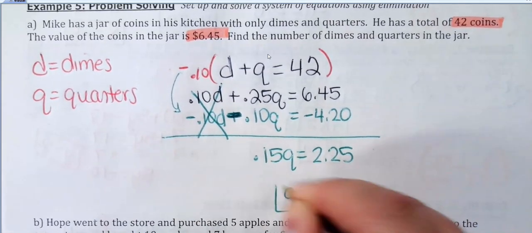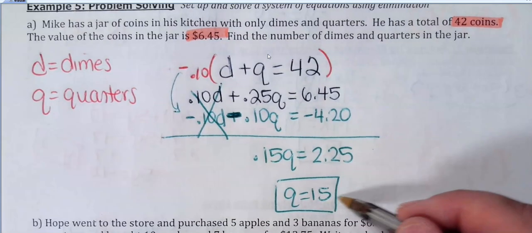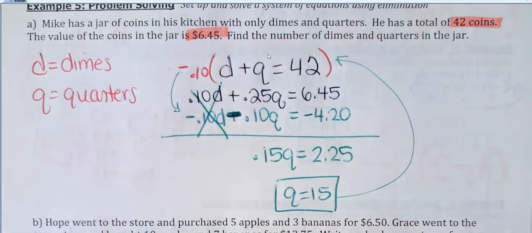Now, for this question, I would definitely tell you one equation is probably way easier than the other to plug this back in to figure out the number of dimes. I would plug it back into that original first equation we jotted down, where we know we have 42 coins. So if I just do 42 minus 15 of the quarters, we have to have 27 dimes.